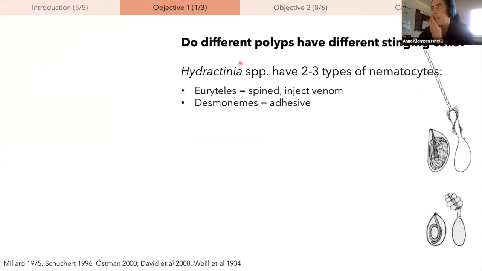So I did find several studies that said Hydractinia have 2 to 3 types of stinging cells. Uroteles, which are spined and are thought to inject venom. They have an opening at the end of the thread. And desmonemes, which are a hydrozoan-specific kind of stinging cell. They are adhesive and not thought to inject venom. They don't have an opening at the end of the thread, and they're very, very sticky. So they're thought to pretty much act as a glue to catch prey over time.